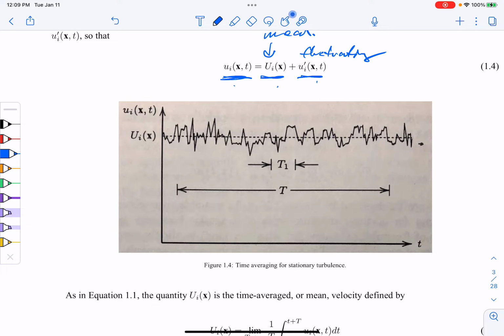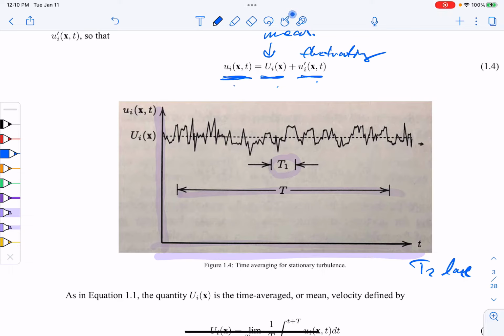I also use a subscript i for each component of the velocity field. And figure 1.4 really illustrates these ideas. The x-axis here is time. The y-axis is the velocity. If we set i equal to 1, it might be just u, the u component of the velocity. T is our averaging length, and we might look at a small time scale, which we'll call T1, and a large time scale, which we'll call T2.